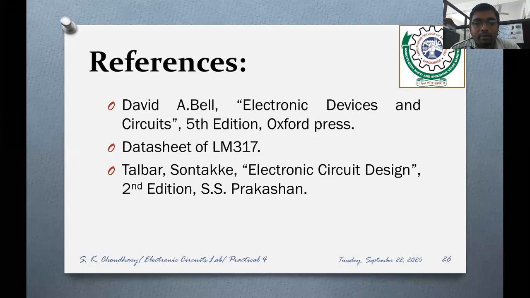Now I will show you the references used for this particular practical. These books you can refer: David A. Bell, Electronic Devices and Circuits, fifth edition, Oxford Press. It is a very good book for designing this. Then the datasheet of LM317, and you can also refer to the Talwar Sontak book, Electronic Circuit Design. That is also a very good book for power supply design.